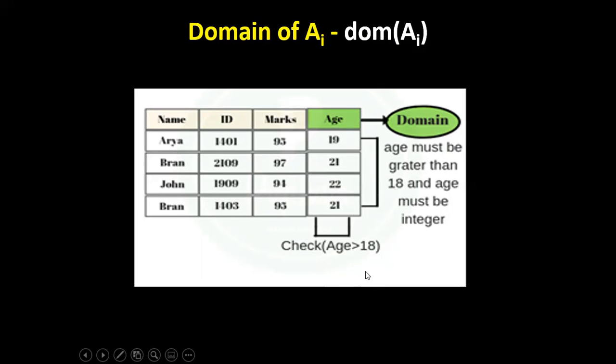That should be checked. Similarly, if you want to check it for marks, again it should be an integer. Maximum for subject wise, it should be a 3-digit number. Similarly, for name and ID, we need to use the respective domain constraint.